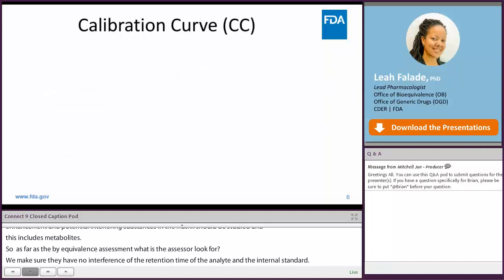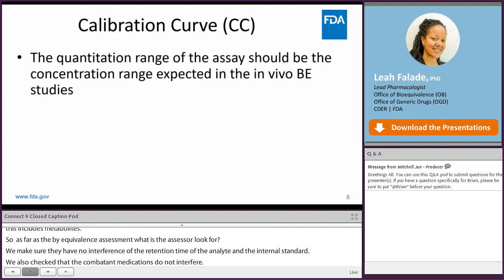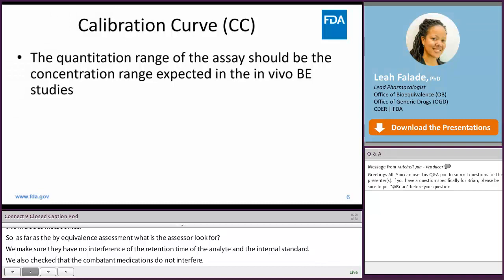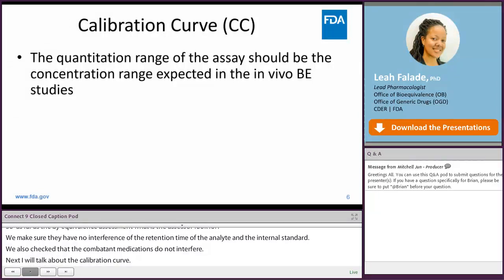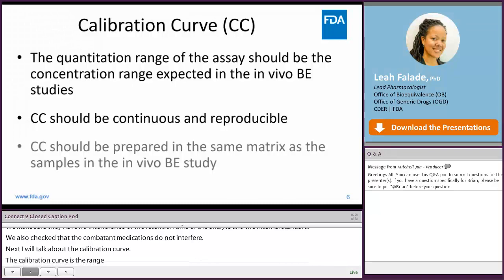So next I'll talk about the calibration curve, or CC. So the calibration curve is the quantitation range of the assay, and it should be the concentration range expected in the in vivo bioequivalence studies. The calibration curve should be continuous and reproducible, and also it should be prepared in the same matrix as the samples in the in vivo bioequivalence study.